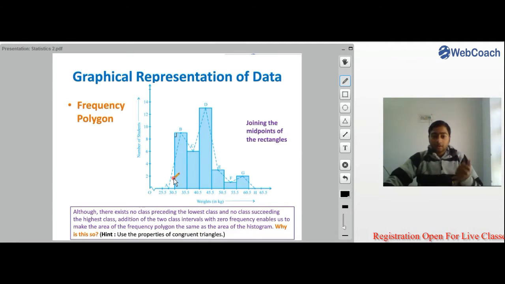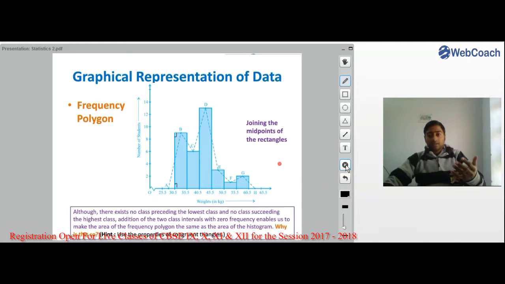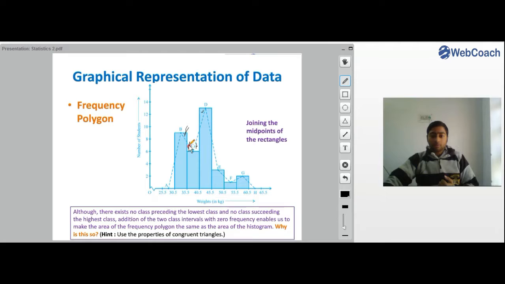And this angle is 90 degrees, which is the same as this angle. These two angles, both of them are 90 degrees. So you can easily say that these two triangles, this triangle and this triangle, have equal areas, right? And obviously this part is included within the frequency polygon itself. And this is the similar case with these triangles, right? This triangle is similar to this triangle, and this triangle is similar to this triangle, right?